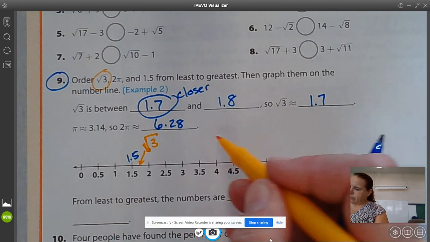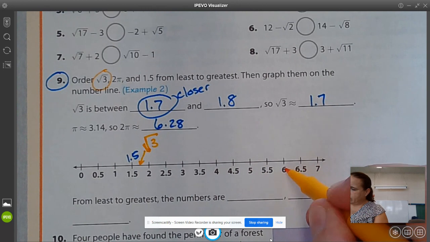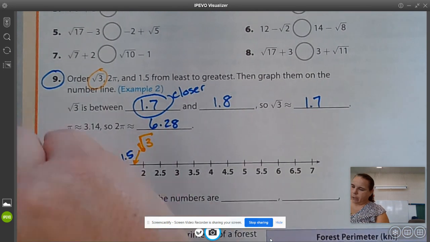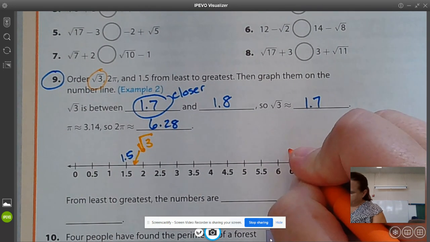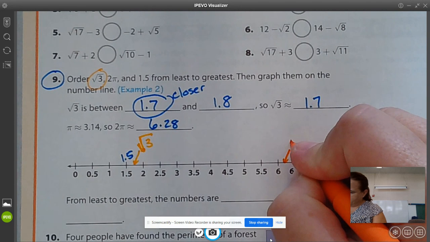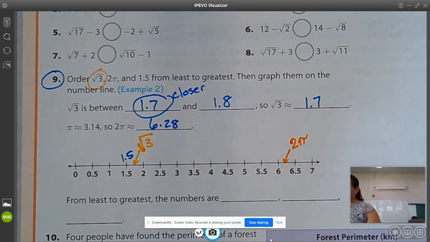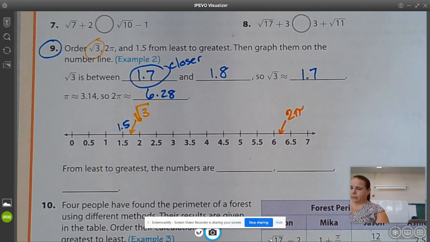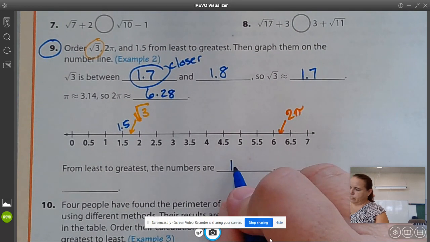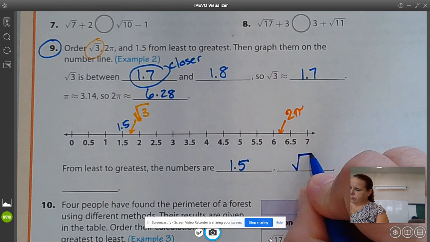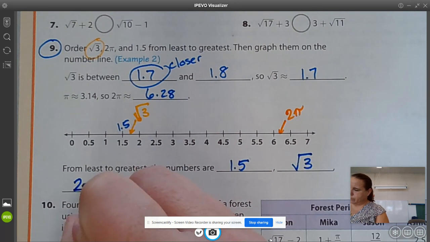And then 2 pi is approximately 6.28. So here's 6, here's 5. And so, right, it's about halfway in between is 2 pi. So, right, so from least to greatest, the numbers are, right, 1.5, square root of 3, and 2 pi.